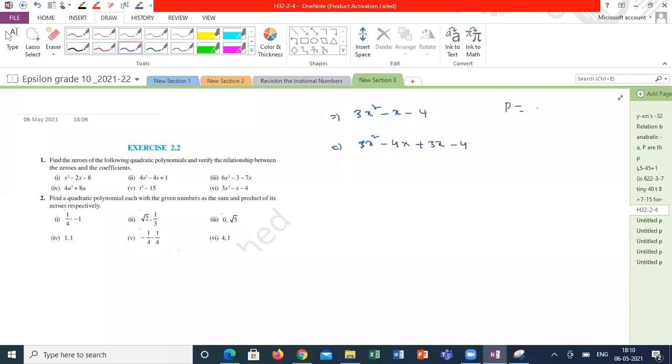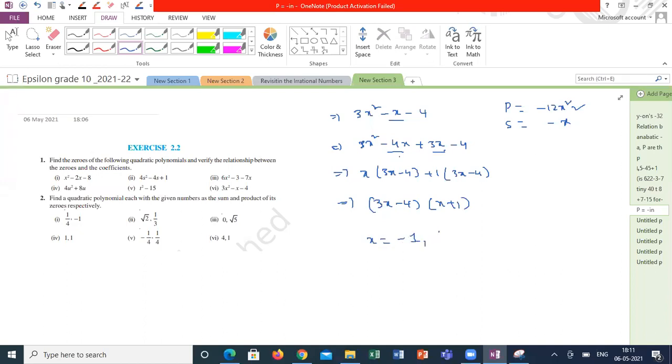Because the product should be minus 12x square, the sum should be minus x. So minus 4x plus 3x will be minus x, minus 4x into 3x is minus 12x square. So if I am taking x common, 3x minus 4, if I am taking 1 common, 3x minus 4, so the factors are 3x minus 4 into x plus 1. So x is equal to minus 1 comma plus 4 by 3. Hope you understand how I got minus 1 comma plus 4 by 3.